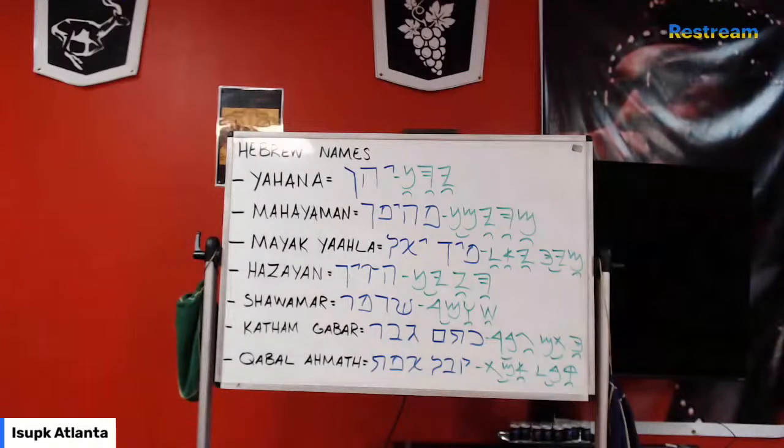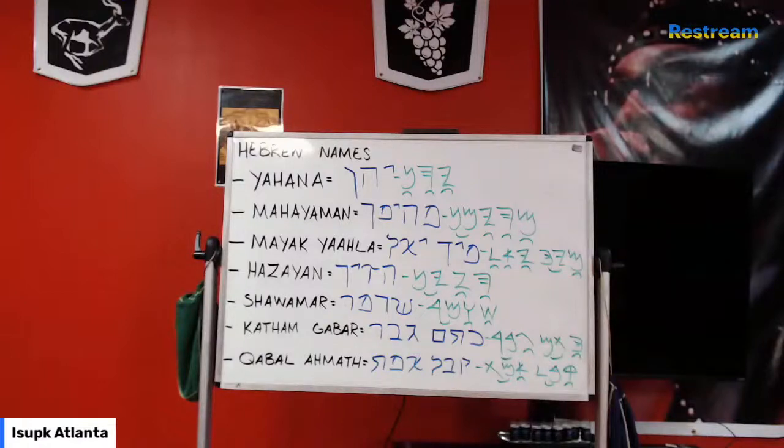Next, we have General Mayak Ya'ala, spelled Ma, Ya, Ka, soft pronunciation. Then Ya, Allah. Mayak Ya'ala. General Hazayan. Spelled Ha, Za, Ya, Na. Pronounced Hazayan. Okay?